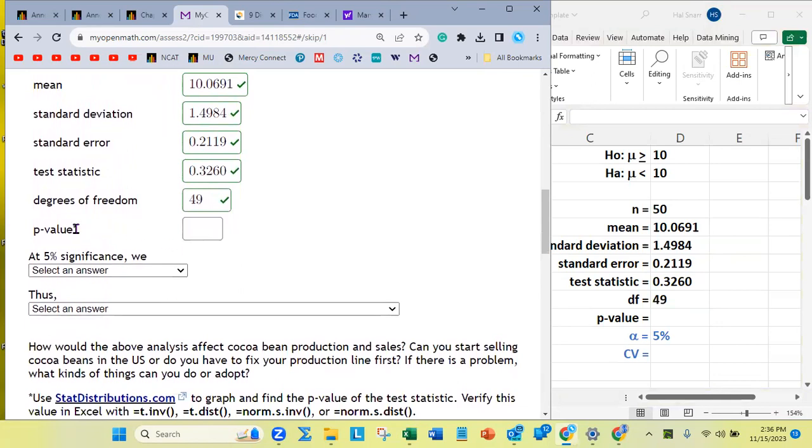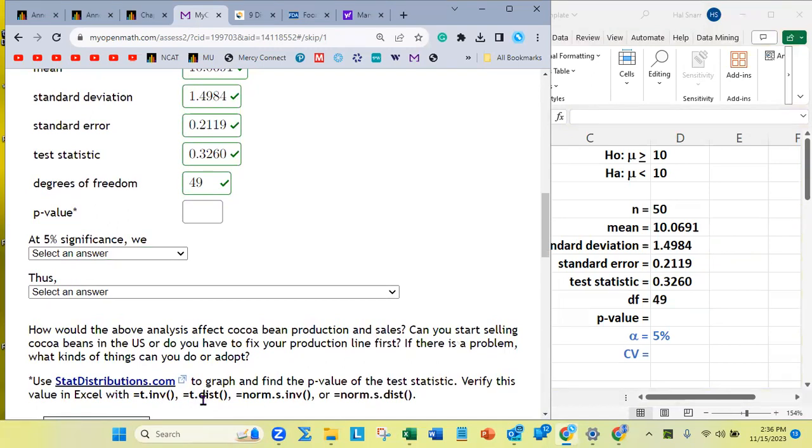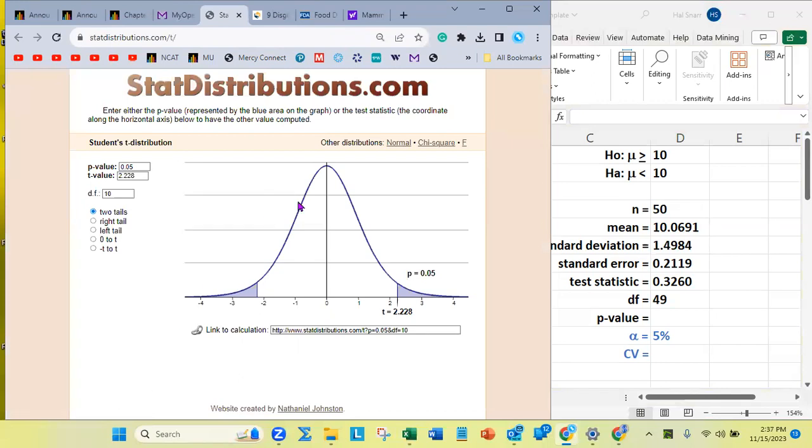Now, if you look at the p-value, it tells me to use statdistributions.com to graph and find the p-value of the test statistic. And I want to verify it with T.INV or T.DIST or NORM.S.INV or NORM.S.DIST, right? So first I'm going to open up the statdistributions.com website.